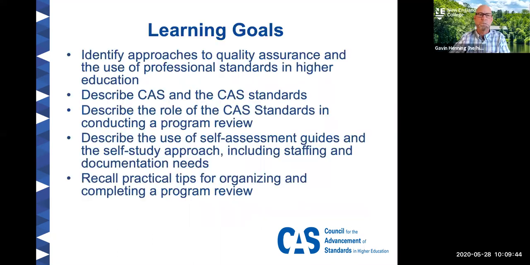So first, we're going to talk a little bit about what we hope that you'll take away from this recorded session. First, identify approaches to quality assurance using CAS and using a set of professional standards for higher education. Really focusing on how CAS and CAS standards can be helpful in program review and assessing student learning. And then also be able to think about how to use the self-assessment guides, which are worksheets that accompany our CAS standards to actually go through that program review process. And then we'll share a few practical tips at the end for actually implementing an effective program review process.